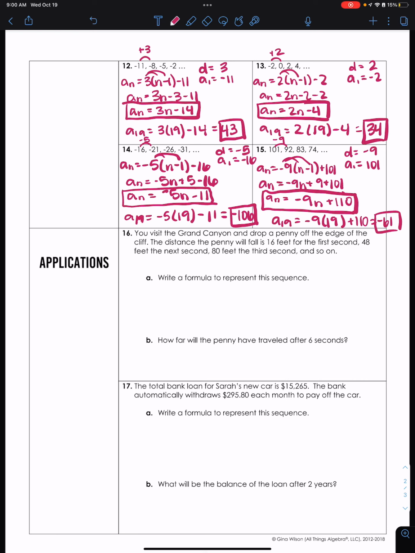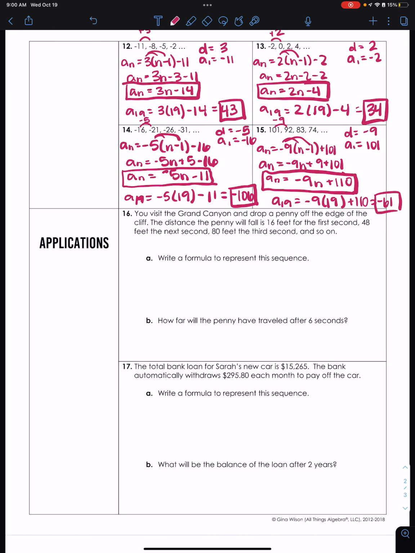Last problems are application problems. So number 16, you visit the Grand Canyon and drop a penny off the edge of the cliff. The distance the penny will fall is 16 feet for the first second, 48 feet the next second, 80 feet the third second, and so on. So our sequence here is 16, 48, 80, and so on.